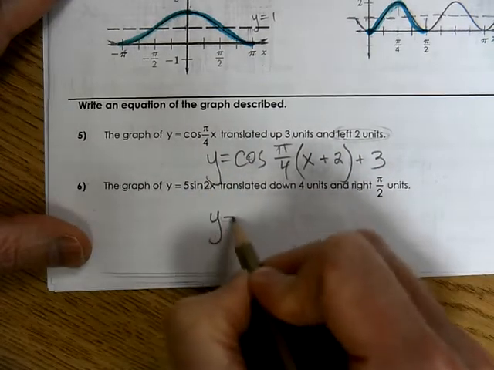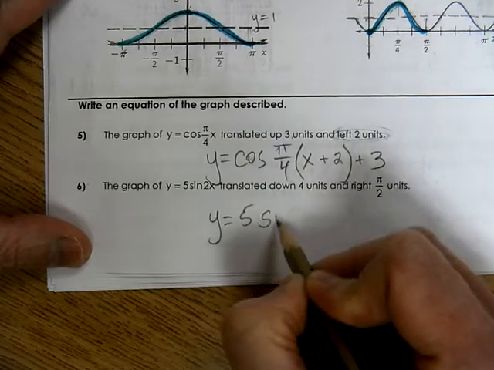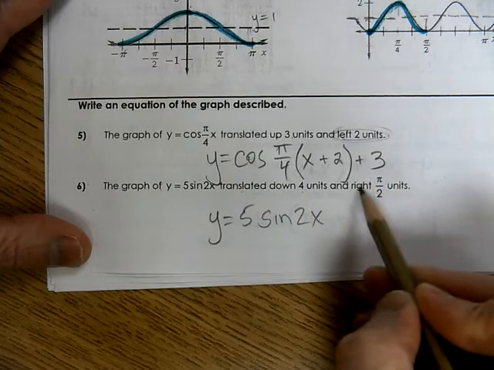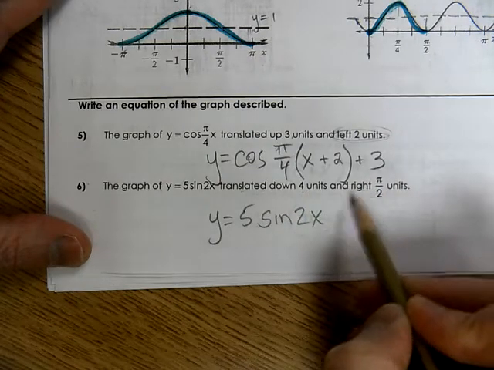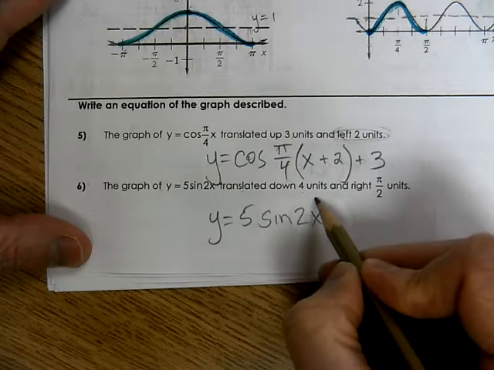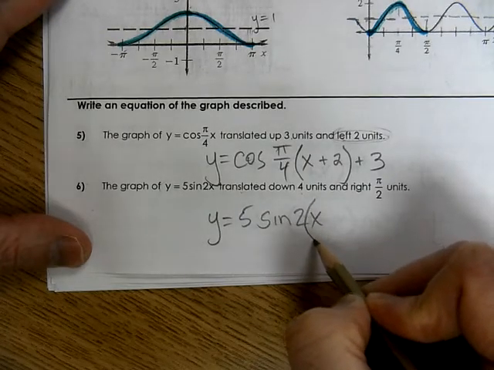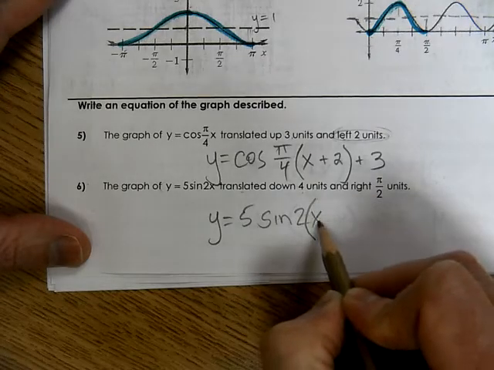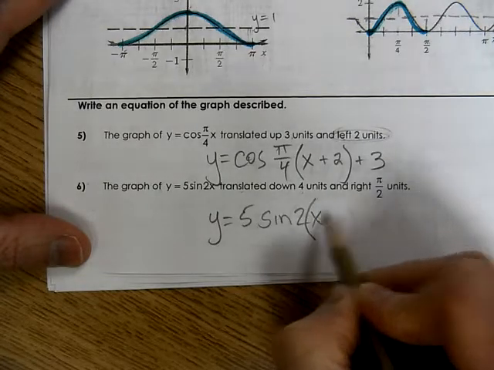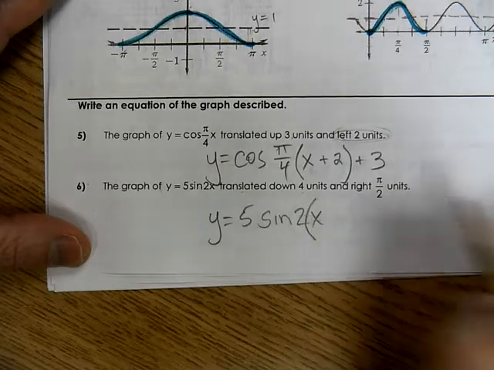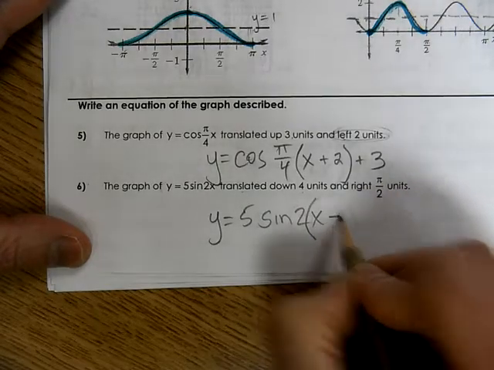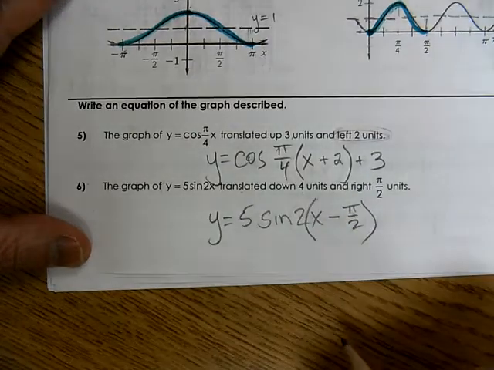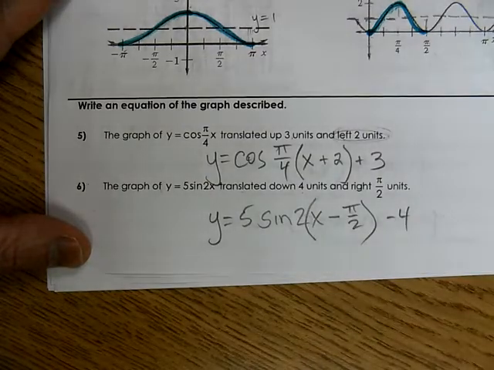For this one, it's going to be y equals 5 sine of 2x, translated down and translated to the right. If it's going to the right, we use our parentheses, we put our b value on the outside, we put the x on the inside. Translated to the right pi over 2, so the right's going to be minus. It's always the opposite of what you think. And it's pi over 2. And it's been translated 4 units down.